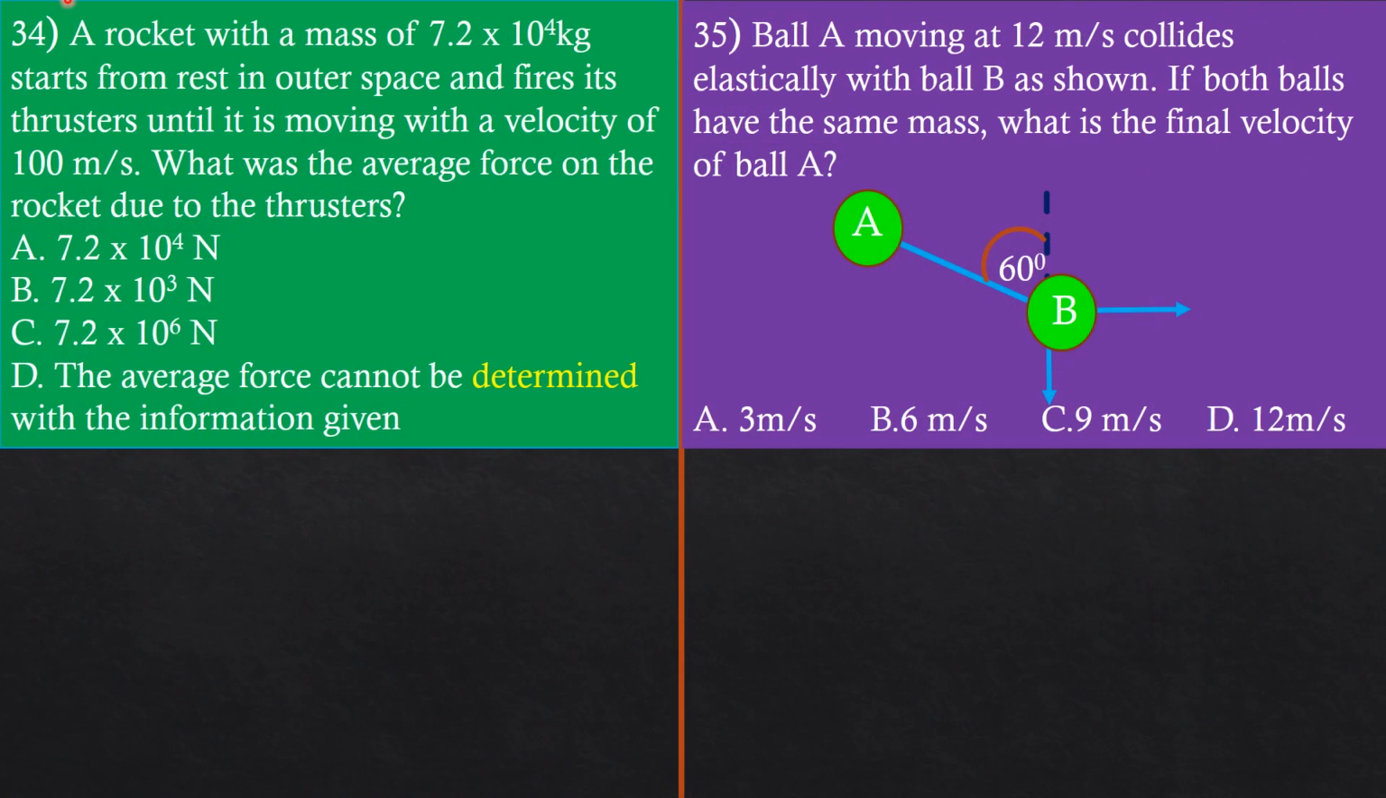Question 34 reads that a rock with a mass of 7.2 times 10 raised to the power 4 kilograms starts from rest in outer space and fires its thruster until it is moving with a velocity of 100 meters per second. What was the average force on the rocket due to the thruster?